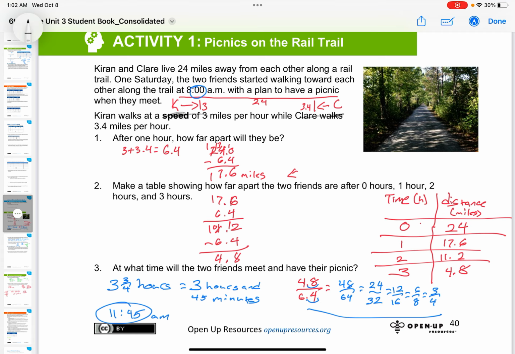Now they're a total distance of 24 miles apart. So we add the distances that they've walked to get 6.4 miles. We subtract that from the total 24 miles, and that gives us 17.6 miles. That's how much left they have to cover.